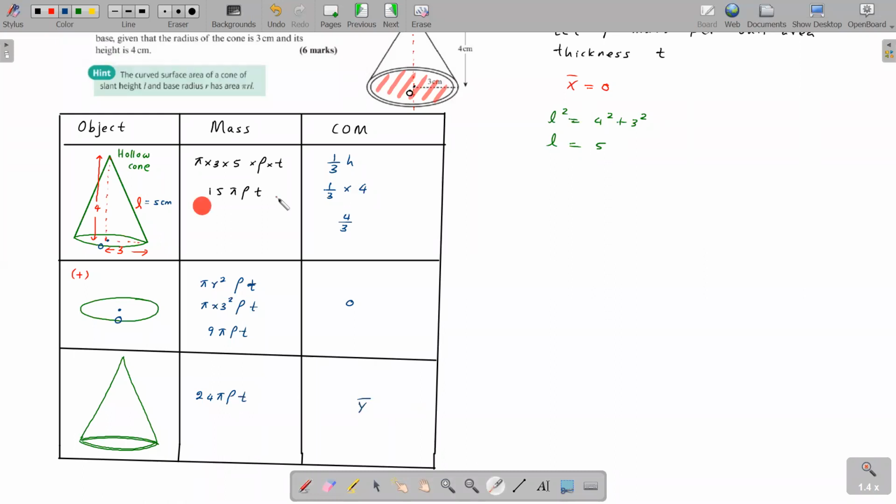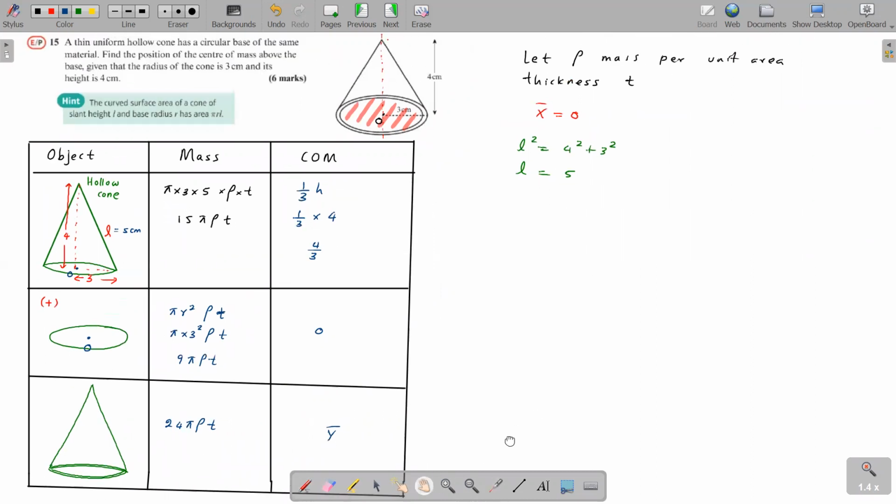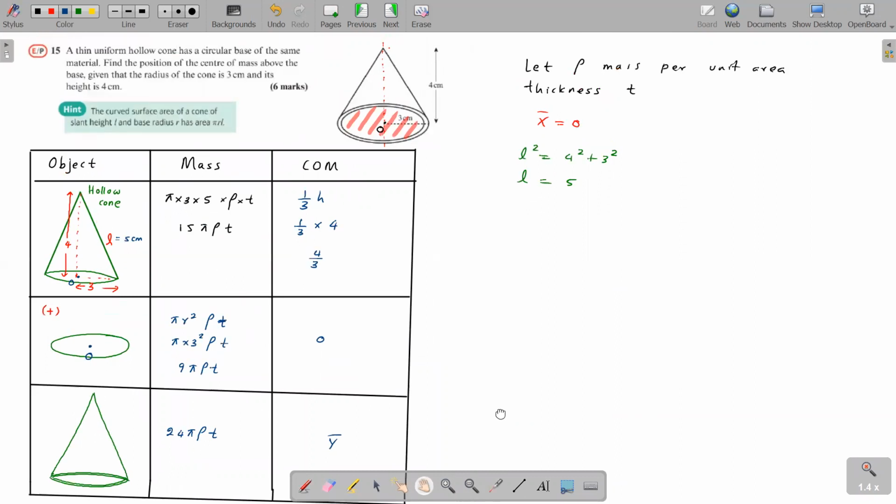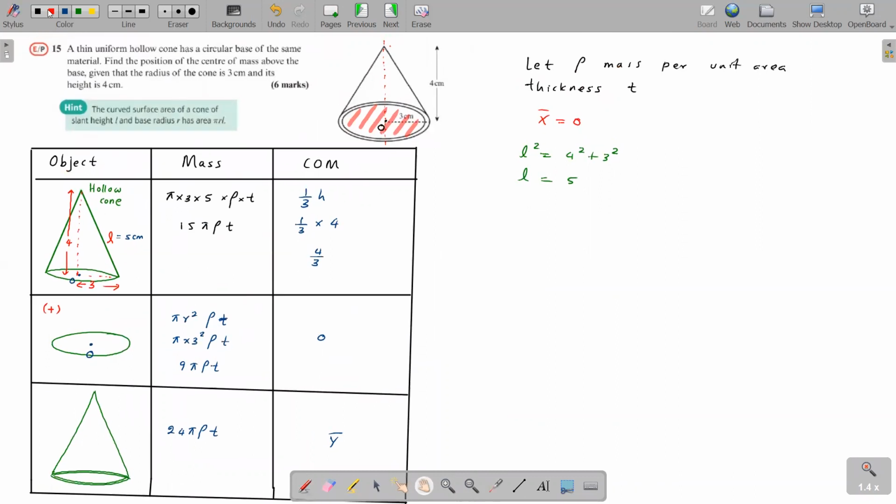So guys, this is it. As long as you are able to create this table properly, you should be able to get your answer. It's the creation of this table that takes a longer time. Okay. So now let's multiply sigma mi yi equal total mass into y bar. So multiply sigma mi, so mass is 15 pi rho t into 4 over 3, plus it's an addition this time, right guys? It's an addition, not a subtraction. So 9 pi rho t into 0.